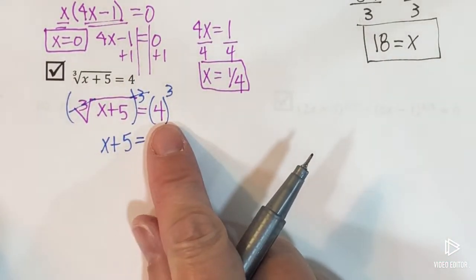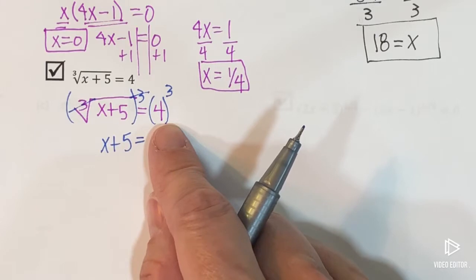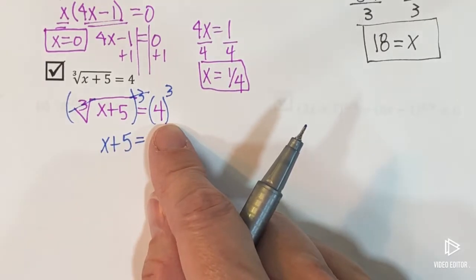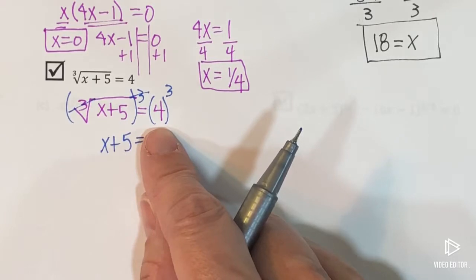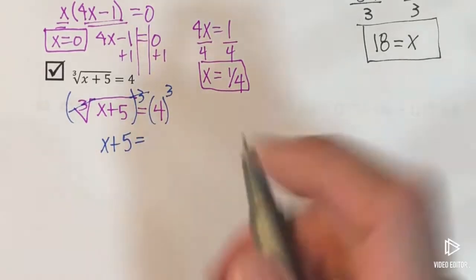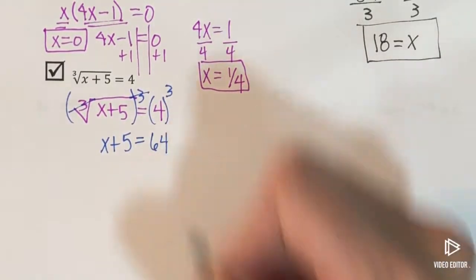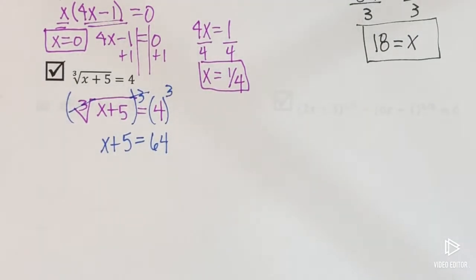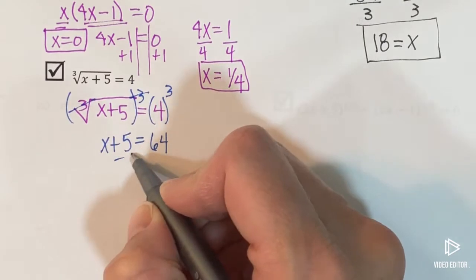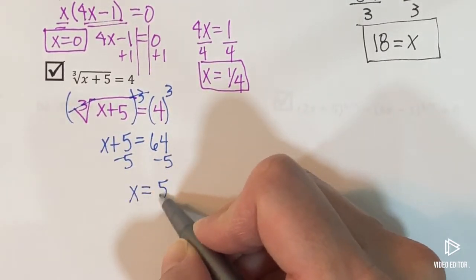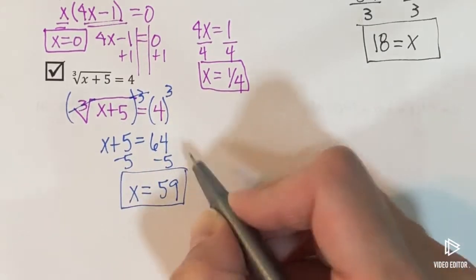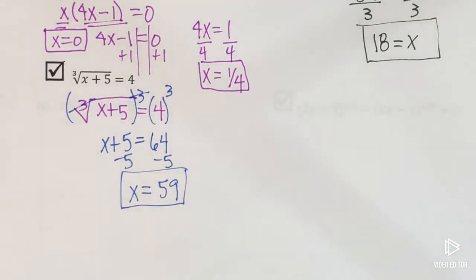Keeping in mind, 4 cubed is not 4 times 3. It's 4 times 4 times 4. So 4 three times gives me 64. And then again, this is not quadratic. So I'm solving for x, subtract 5, and x equals 59. And there is a cube root button on your calculator that you could check yourself.